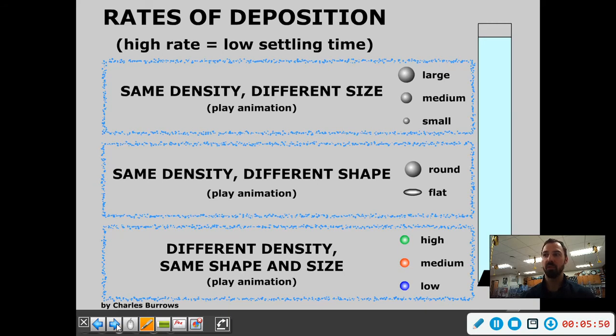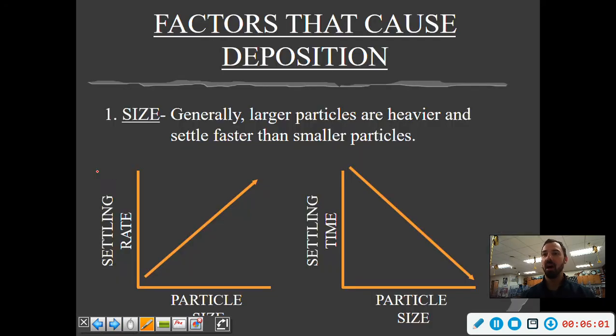Basically, I'll go over how different things affect the settling rate or settling time. Okay, so you see these terms, settling rate, settling time. They're completely opposite. Settling rate, you should think of how fast something happens. Settling time is like taking a stopwatch. That's how long it takes to settle.